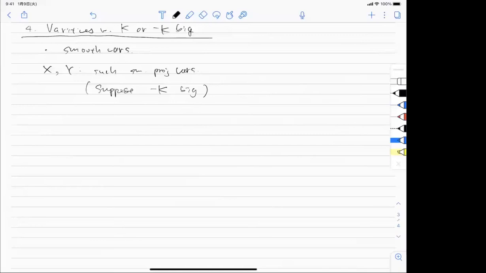To do so, we first replace a given very ample invertible sheaf L with some power of it. And so we can assume that L times omega inverse, the anti-canonical sheaf, is ample. And actually we can check whether a given invertible sheaf is ample or not. And so we can do this.